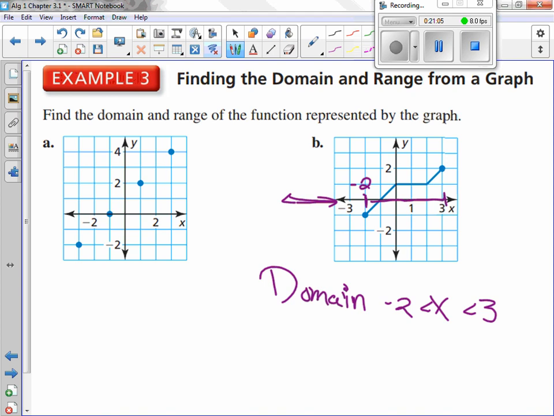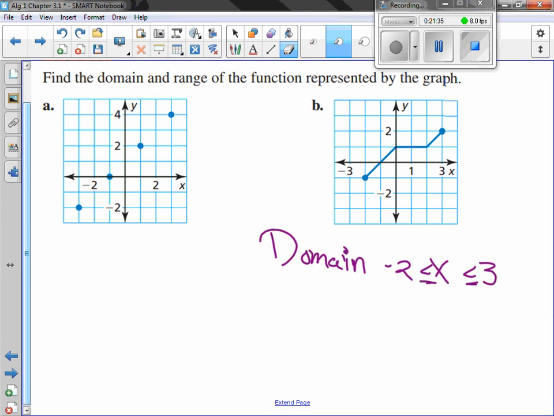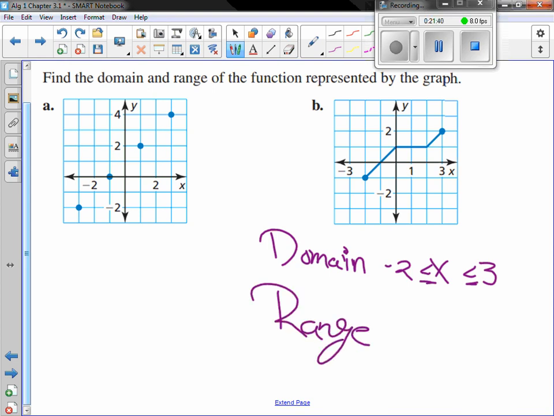Now, are negative 2 and 3 included? Are those values included as x? Are the dots filled or open? Both of these are closed. I said the same thing, I know, I just realized. But both of these are closed, aren't they? So what we would say is that these are equal to. So negative 2 is less than or equal to x is less than or equal to 3. And that's our domain. Any questions on the domain, how we did this one here?